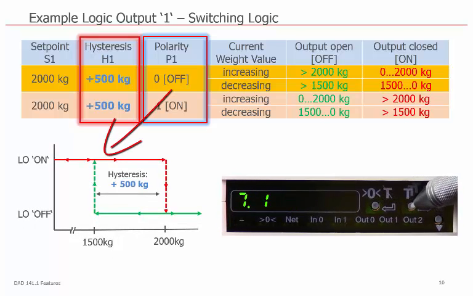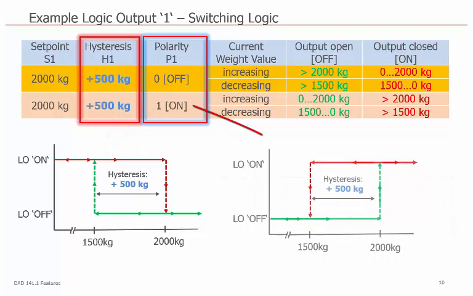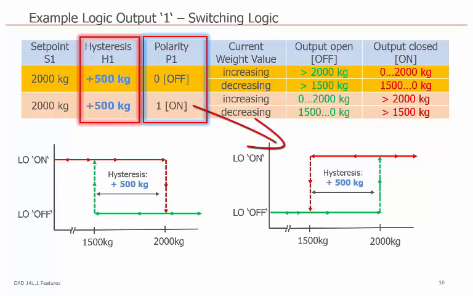The weight value increases from 0 up to 2000 kilograms. The output is closed. When the weight value becomes higher than 2000 kilograms, the output switches to open. When the weight value decreases to 1500 kilograms, no changes with the output status. If the weight value becomes smaller than 1500 kilograms, the output switches back to close. The right graph with polarity 1, on, shows the opposite switch logic behavior.